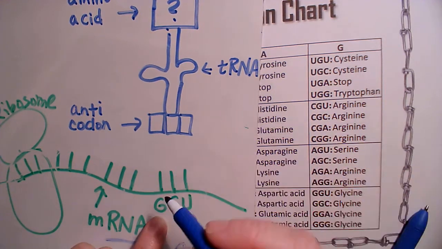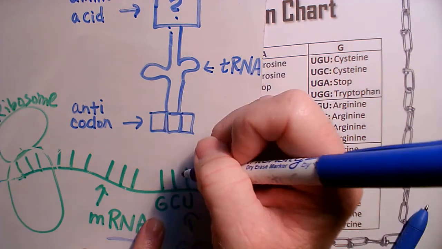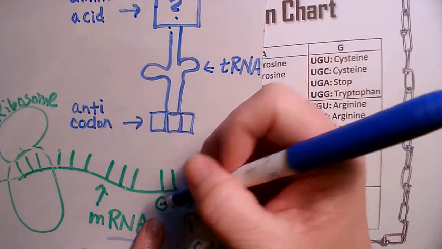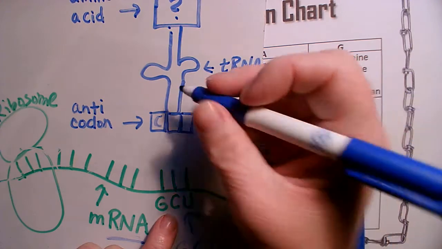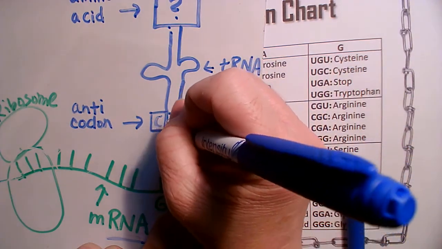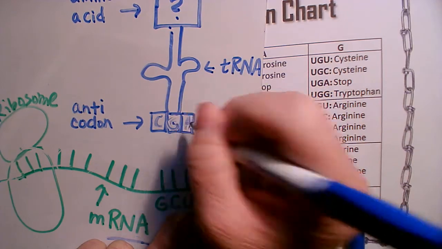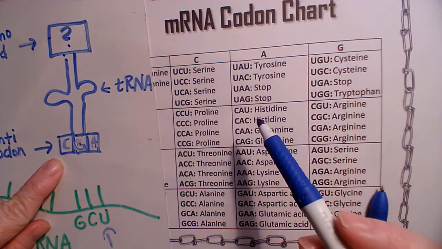So for example, if the codon that the ribosome is reading is GCU, it's just going to be the opposite of that, the complementary base pair. So for G, for guanine, we would have cytosine. For cytosine, we would have guanine, and my marker's running out. For uracil, then we would have adenine. So this is going to be CGA. But that's not what this is about.